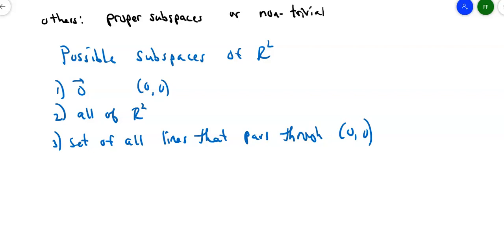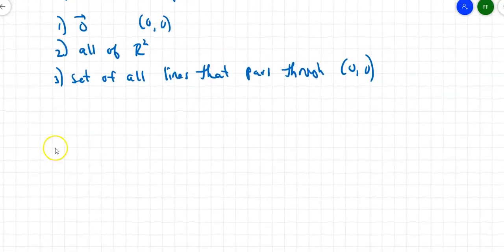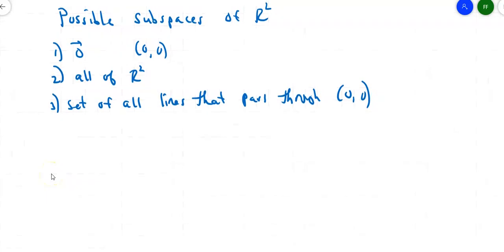You can do this for R3 also, right? Except this time the zero vector would be 0, 0, 0. You'd have all of R3 as another trivial subspace. And then instead of the set of all lines that go through the origin, you would have the set of all planes that go through the origin. Those are also subspaces of R3. So let's look at a couple of these and see whether or not these things are subspaces.